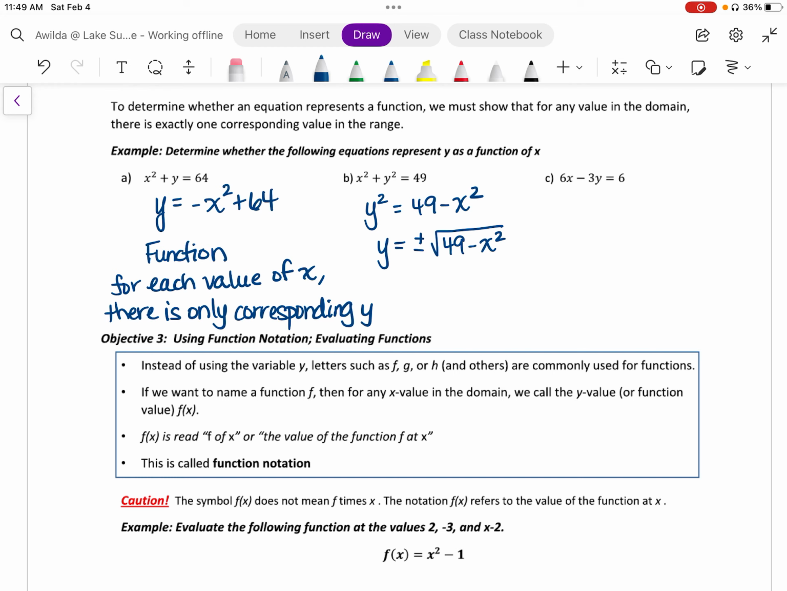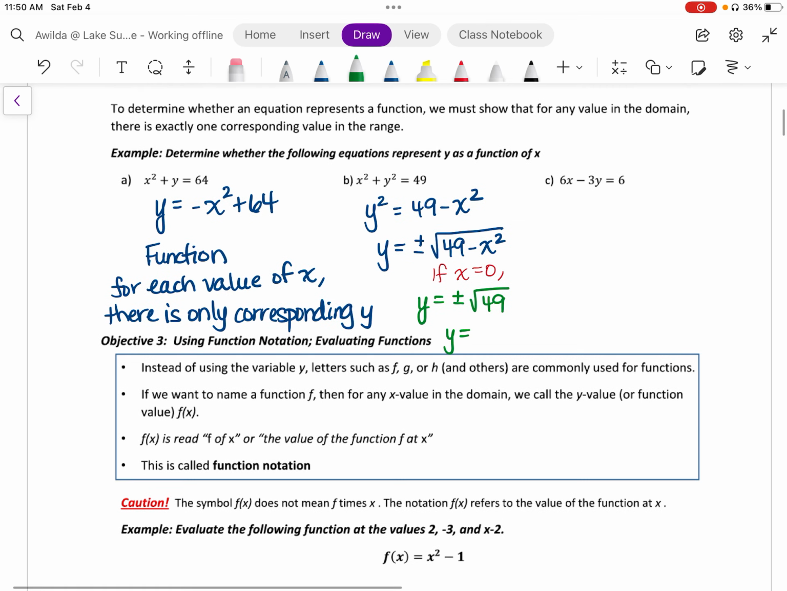Now, I think we have an issue because I can already think of a value of x that when substituted into this equation will produce more than one corresponding y. Let's look at the number 0 for x, just as an example. If x is equal to 0, then we have y is equal to plus or minus the square root of 49 minus 0, which is the square root of 49. So y would equal plus or minus 7. Those are two different y values for the same x value. That means that this is not a function.